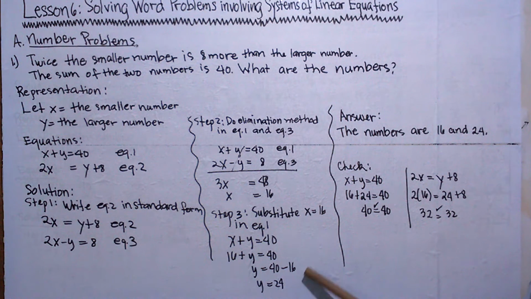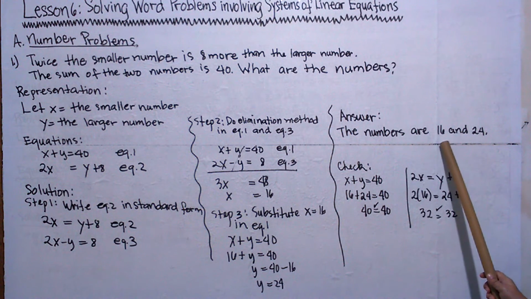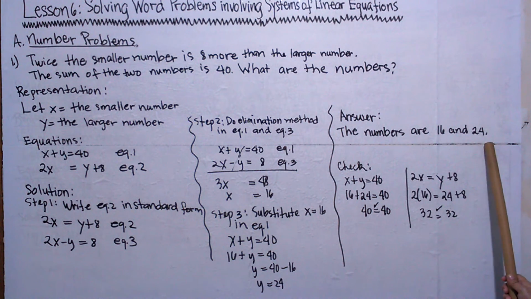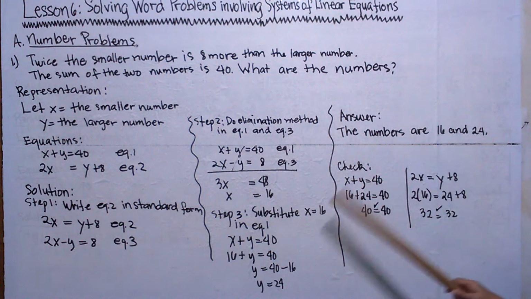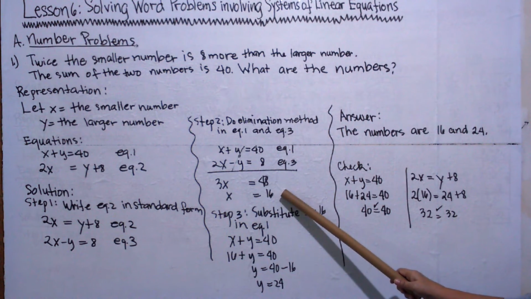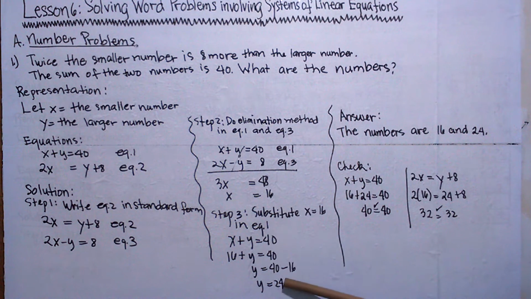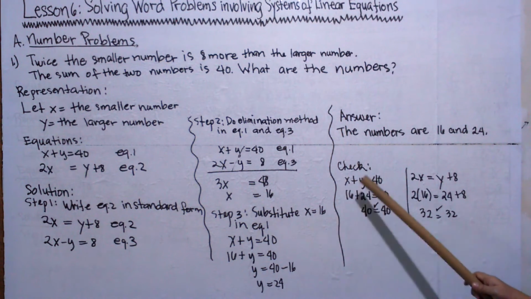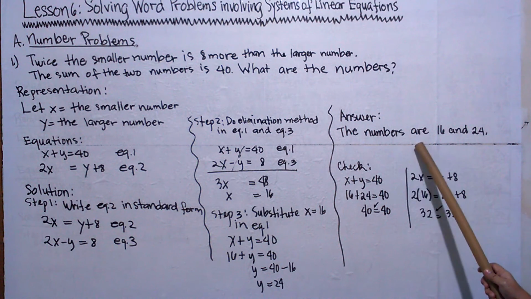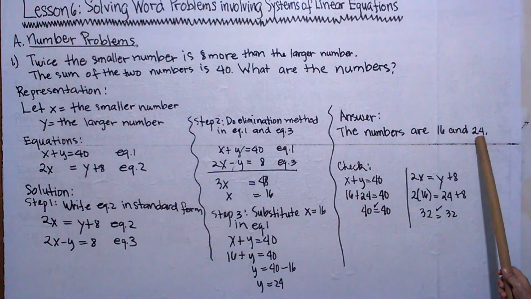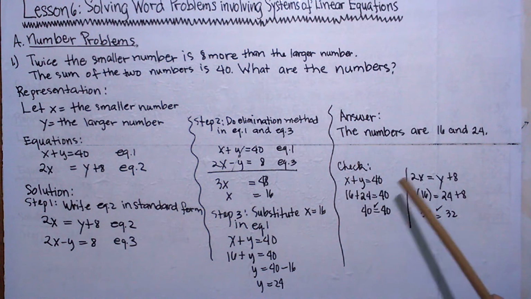Now, what are the numbers? The numbers are 16 and 24. 16, represented by x, is the smaller number, and the larger number is 24, represented by y. Let us check. Let us substitute the values of x and y in the two equations.